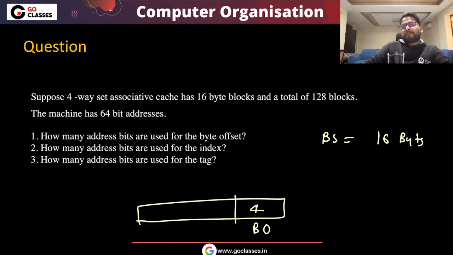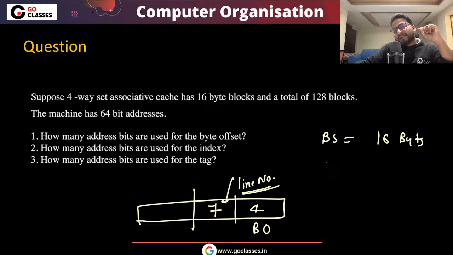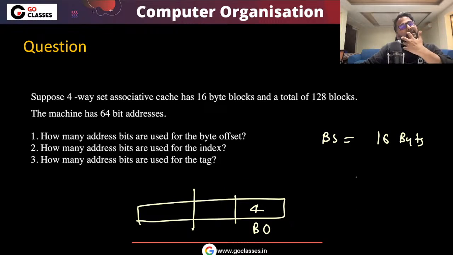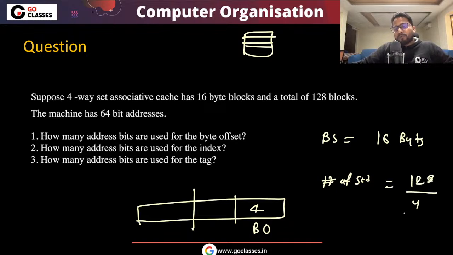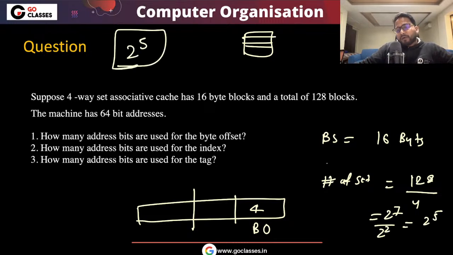See, if it had been a direct map, this is the cache, right? I could have directly said 7 is the line number. See, if these are the number of lines, can you tell me the number of sets? Each set contains 4 lines, right? If 128 is the total lines, the number of sets will be the number of lines divided by 4, which means 2 power 7 divided by 2 power 2, which is 2 power 5. 2 power 5 is the number of sets. This is the most important number that you first have to find out.